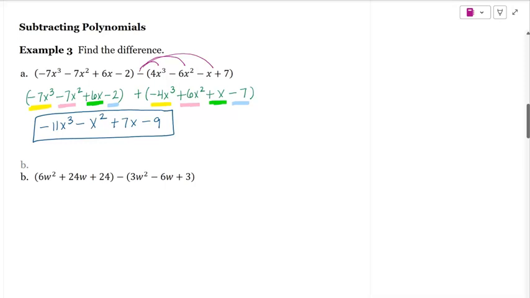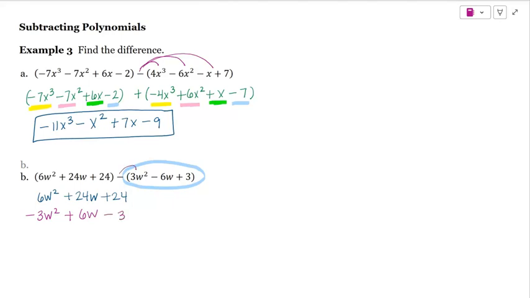For example B, let's do the same thing, but let's maybe do this a little differently. I'm going to write 6w squared plus 24w plus 24. I'm going to write the first term. And then as I look at the second polynomial, I'm going to change the sign of everything and change this to an addition problem. So this is going to change to a minus 3w squared, and that'll be a plus 6w. Oops, up here I had written an x and that should have been a w. And then we'll have a minus 3.